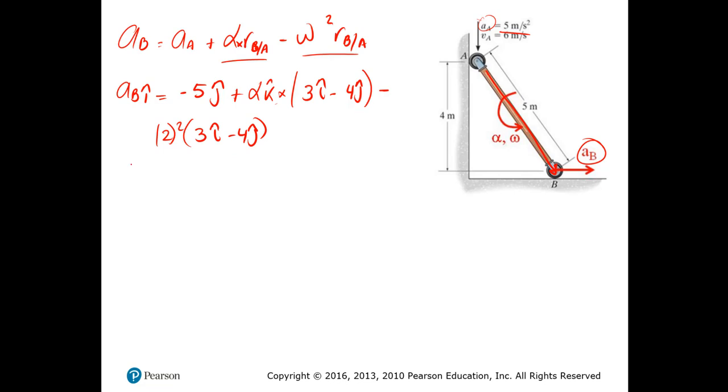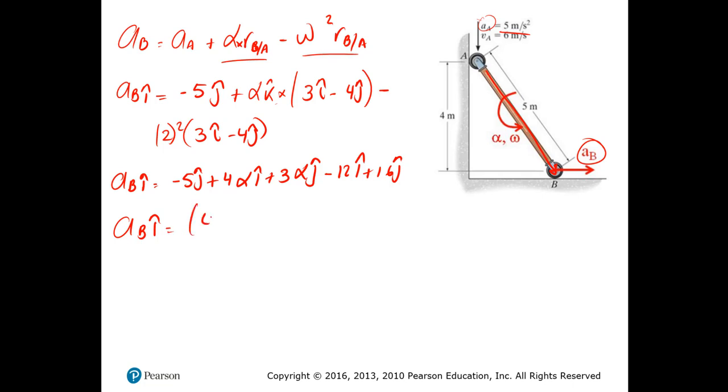So if I keep solving this, I will get that a_B i is equal to minus 5j, and then I perform the cross product, in this case it would be plus 4 alpha i. And if I solve this a little bit further, I will get that a_B i is equal to 4 alpha minus 12 i plus 3 alpha plus 11 j.